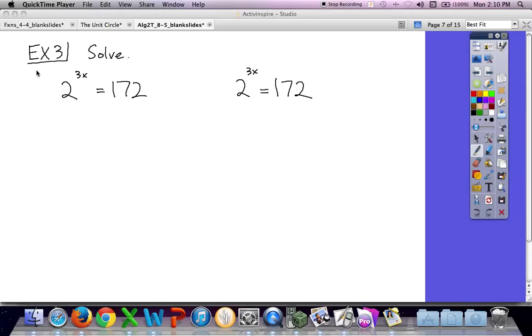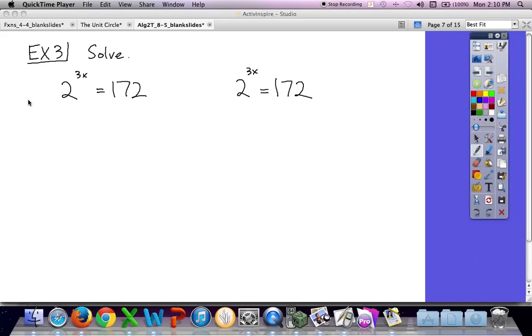I'm going to solve this equation twice. I'll solve it once like we already learned how to solve, and then I'll solve it once using a slightly different strategy that involves the change of base. First, if I was going to solve it like we already learned, it's already isolated, so I don't have to do that part. What would be the next step?